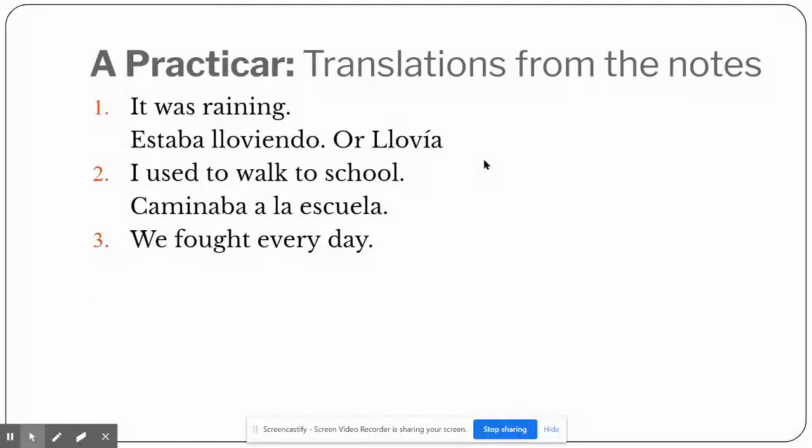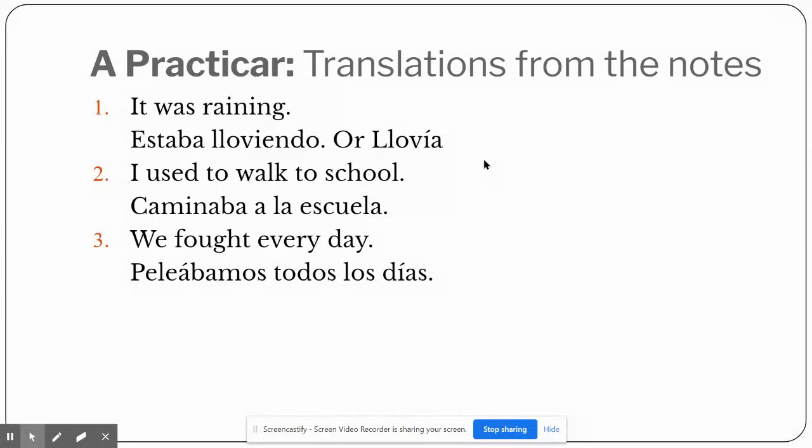Okay, I'll go through one more example here. We fought every day. We know in our vocab list in this current chapter, pelear is to fight. We're talking about every day. So let's say me and my siblings, we fought every day. It always happened. My parents were probably sick of it. We really didn't fight every day, but you get the idea. It was all the time. So we would say peleábamos todos los días.